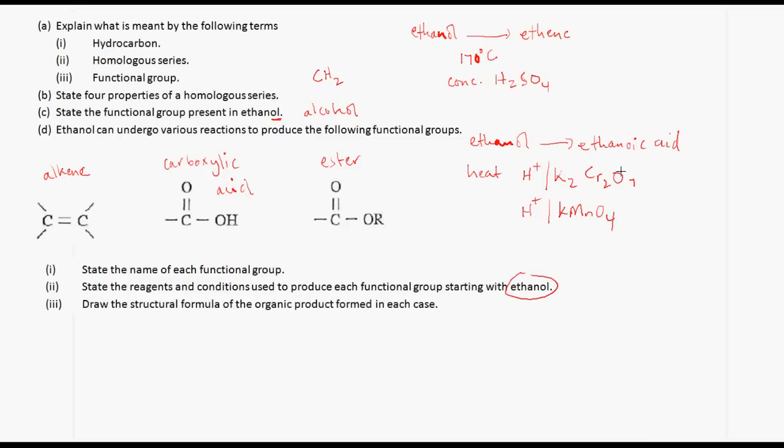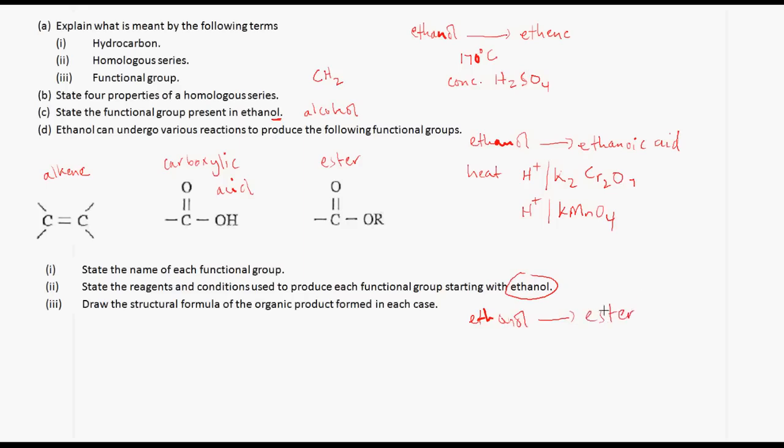In the case of the potassium dichromate(VI), we have a color change that takes place. We go from orange to green. And in the case of potassium manganate(VII), we go from purple to colorless. And the last one now, we want to get the ester group, starting with ethanol. So we go from ethanol to ester.